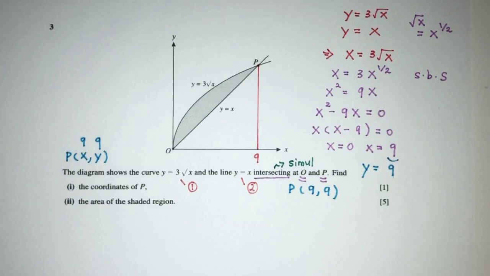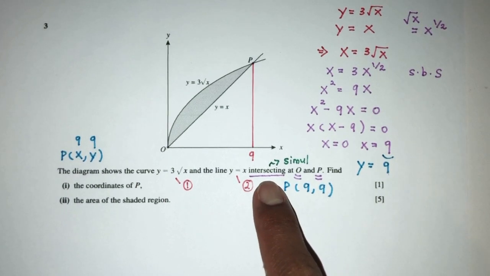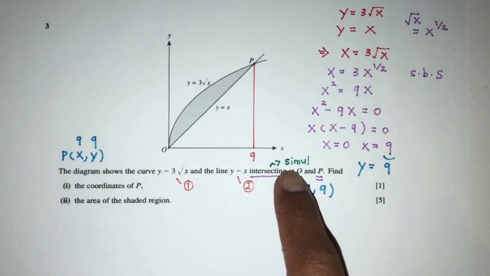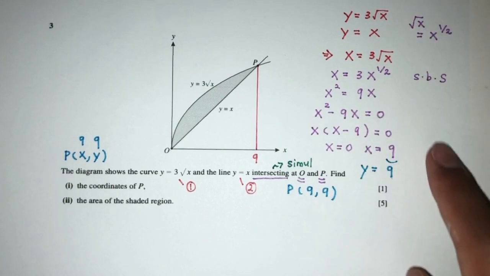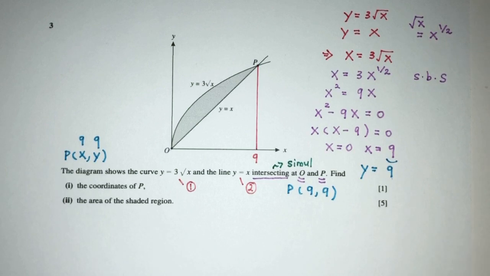As you can see, the key point is that when you say intersecting or cuts or meets, it will almost always lead to solving a simultaneous equation. Then we do it step by step, and you find those points of intersection. That is part 1 of the question.